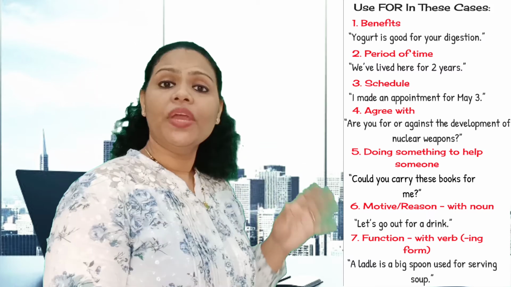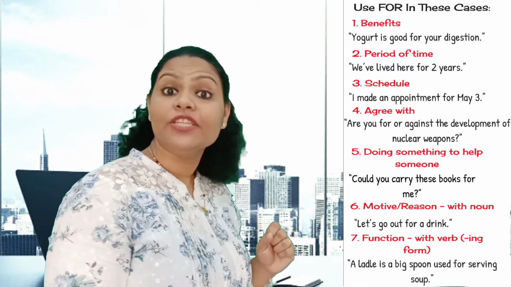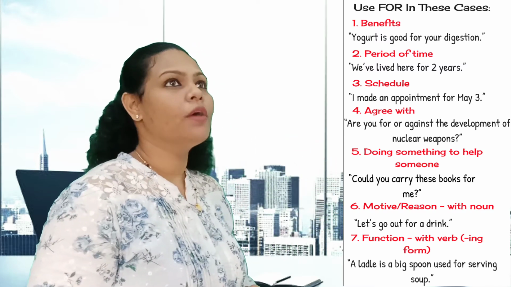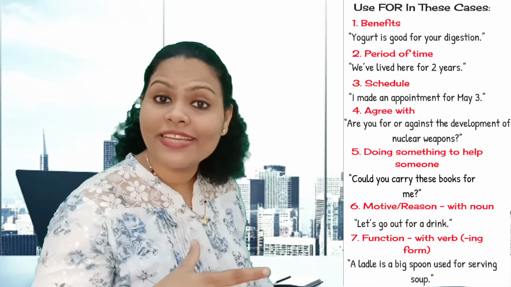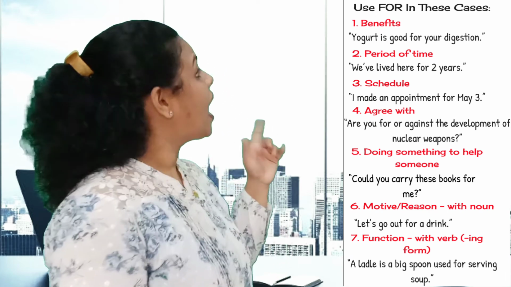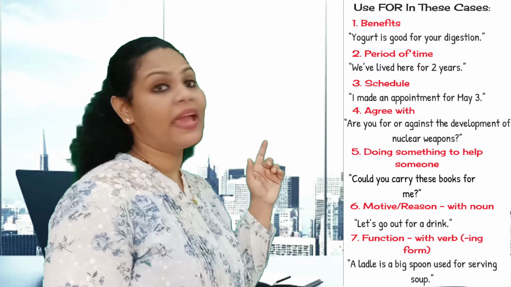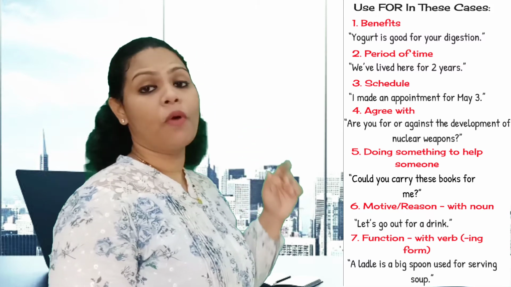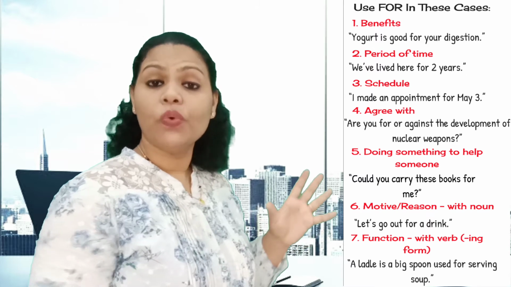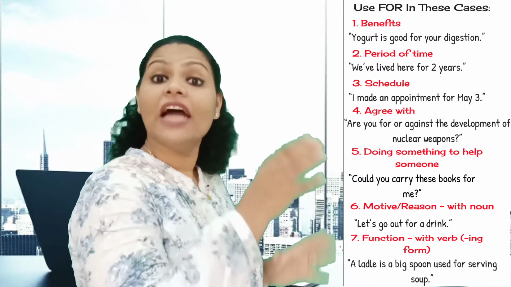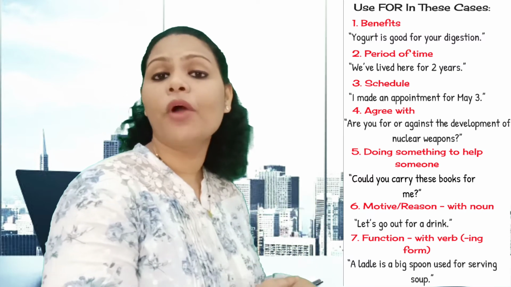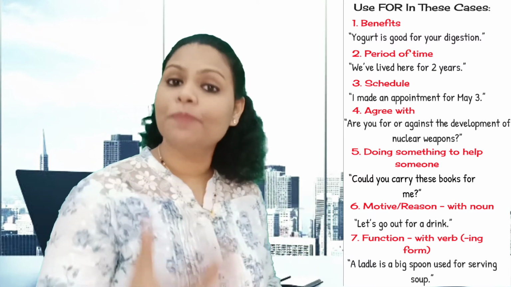Let's see the next point. We can use for in case of schedule. Schedule means when you want to book an appointment or set a particular schedule for your meeting. When you are deciding all those things, you can use for. For example, I made an appointment for May 3. So we are explaining a schedule, right? The particular time your appointment is scheduled.